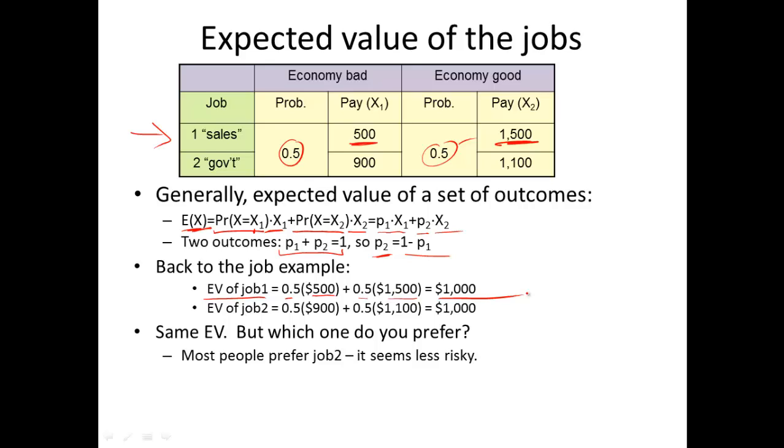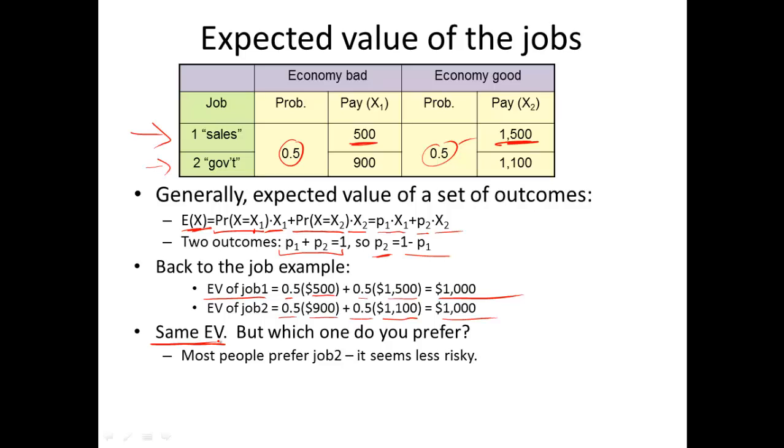Let's now also consider the expected value of the second job. Well, that's 0.5 times the outcome in the bad state, which with the second job is 900, plus 0.5 times the outcome in the good state, which again with the second job is 1,100. The expected value of the second job also equals 1,000. So it's sort of interesting. They both have the same expected value.